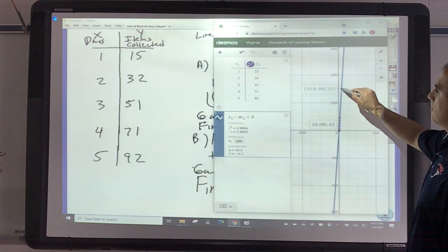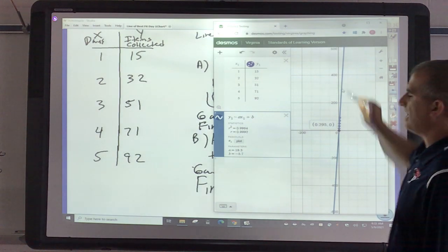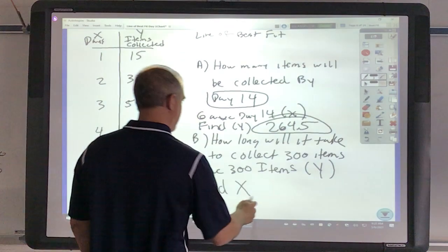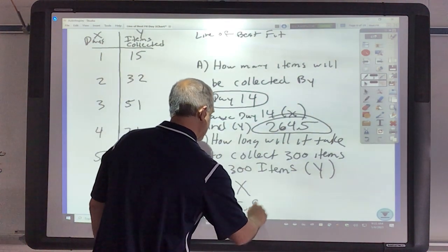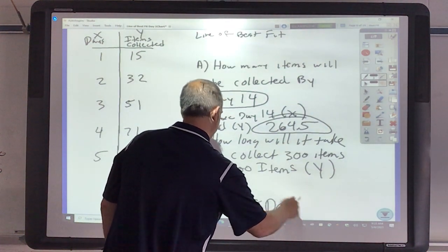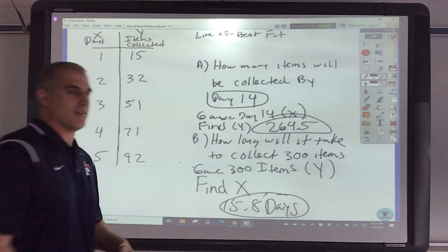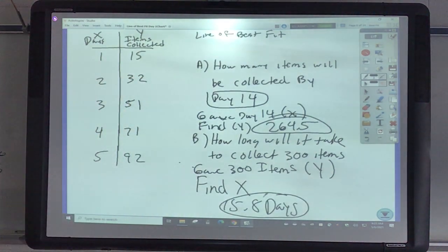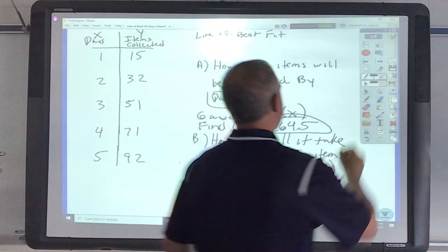All right, getting closer. I might be as close as I get, so about 15.8 days. Okay, so about 15.8 days. Once again, as long as you're close, if you say 15 or 16, as long as you're close, remember, all of this is an estimate. Okay?